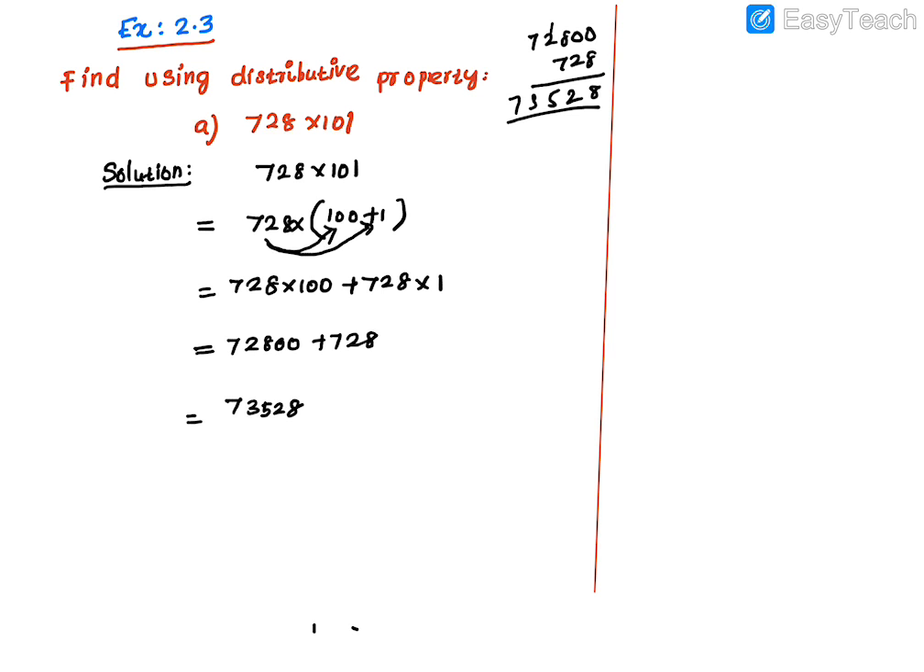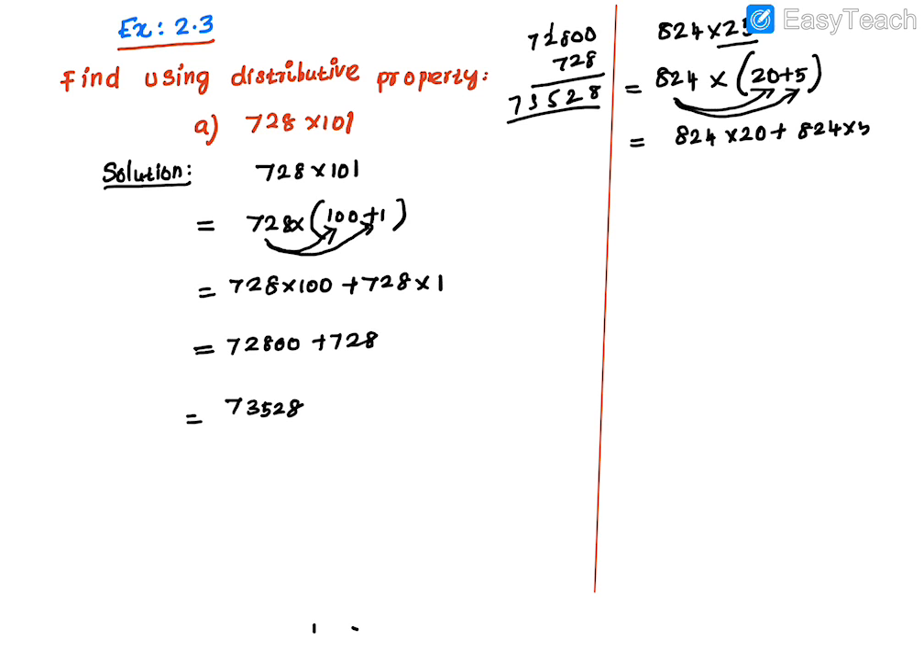Okay, so the next number is 824 into 25. Sir, how can we split this value? Okay, so first, 824 into 25. We can split 25 into 20 plus 5. Okay, so next you have to multiply these two values. 824 into 20 plus 824 into 5.